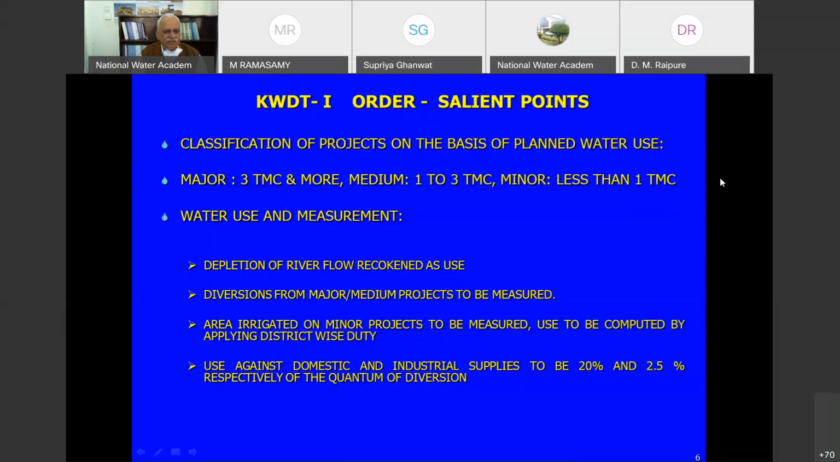For minor irrigation projects, however, the area which has been irrigated, and with the help of the three states, the duties decided by the tribunal, the utilization of water for the minor irrigation projects has to be decided. As far as domestic and industrial water use is concerned, out of whatever water has been utilized, 20% will be considered as domestic use and 5% to be considered as industrial use.